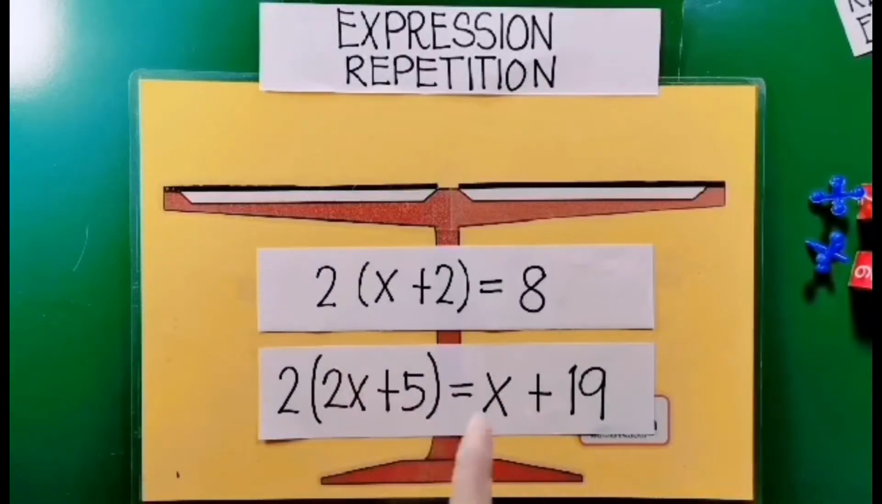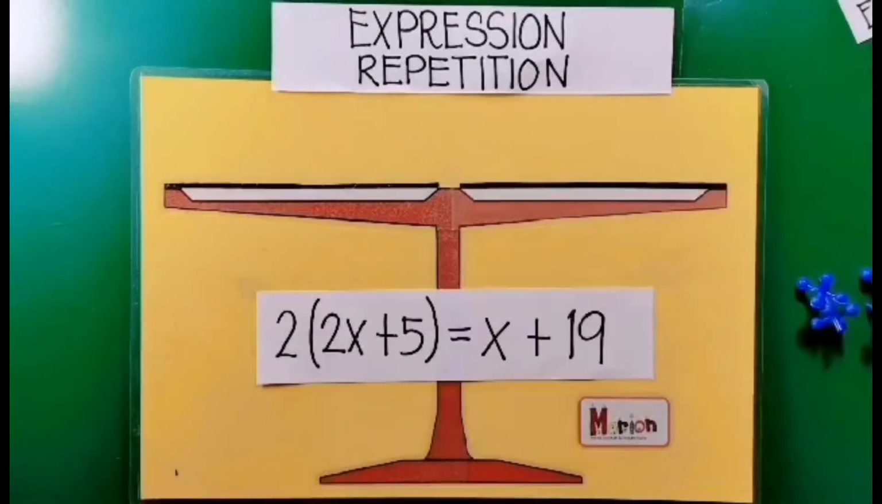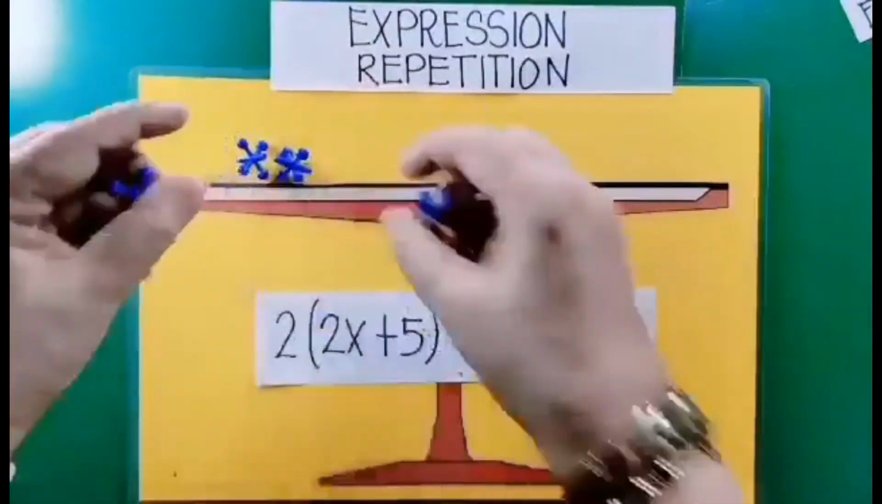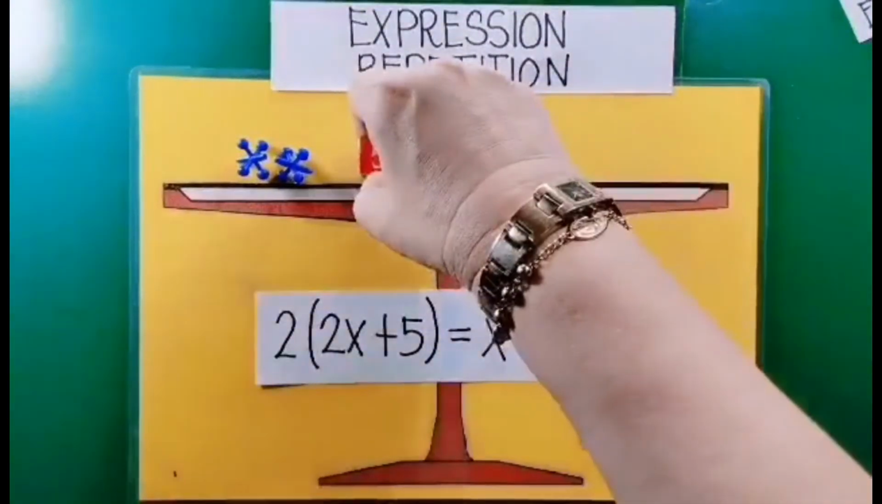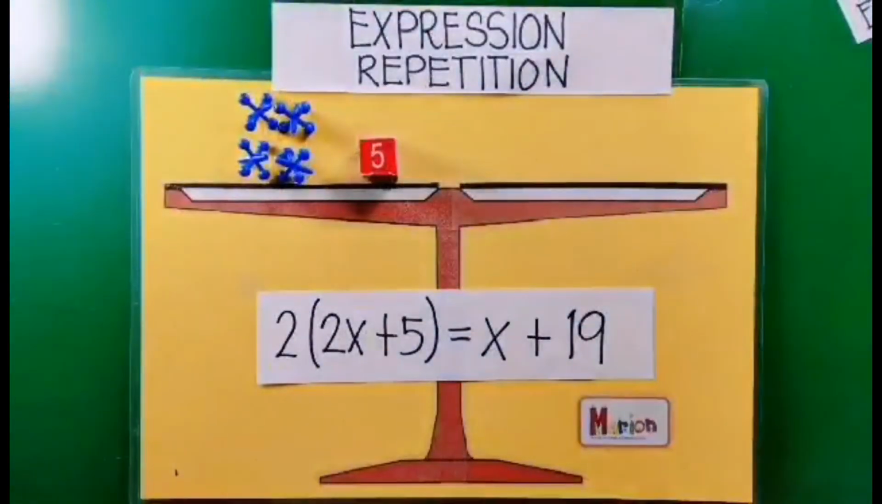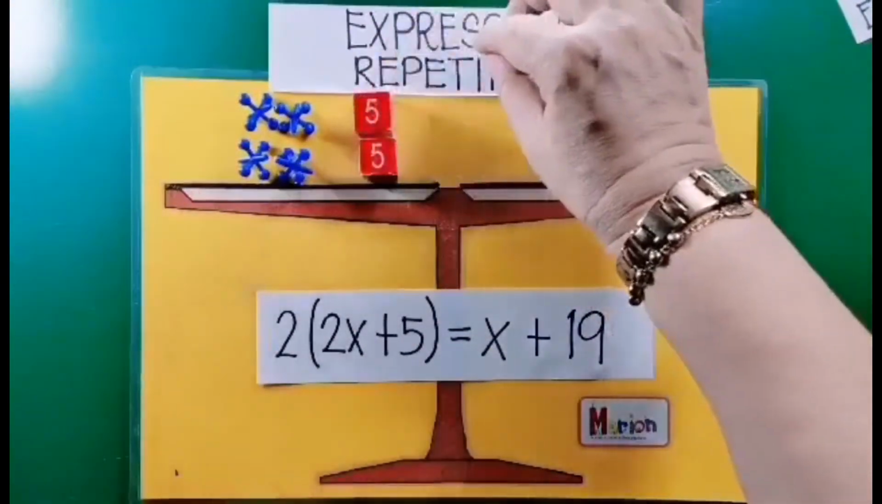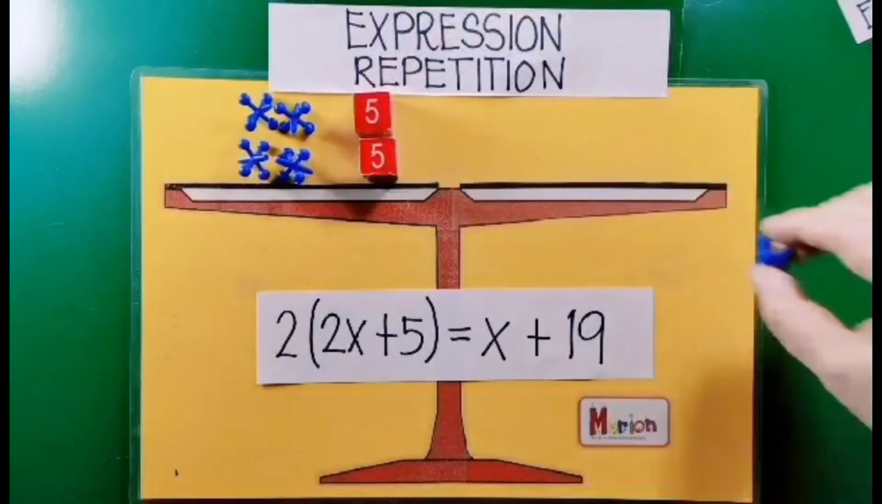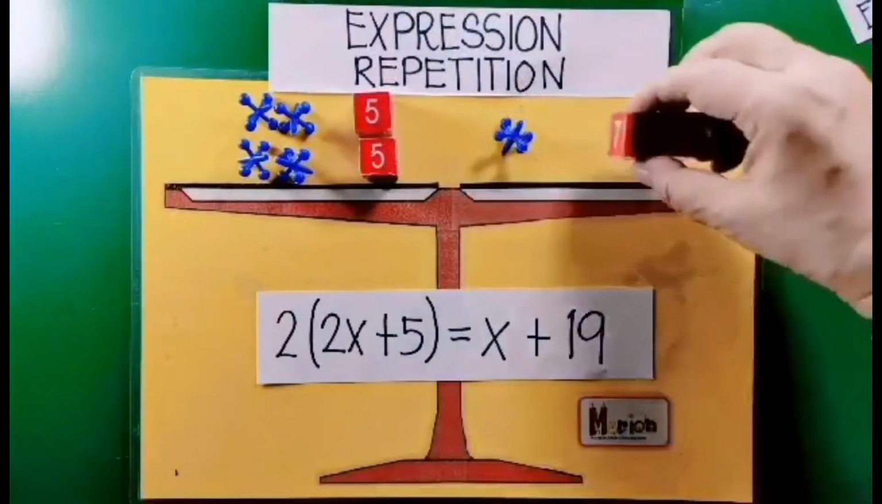This time, we will still solve equations. On one side is the expression, and on the other side is a jack and a dice. So now, let's set this up. That is 2x plus 5. And you have to do it twice. So that's 2x plus 5, another 2x plus 5. So that is being done twice. And on the other side is x plus 19.